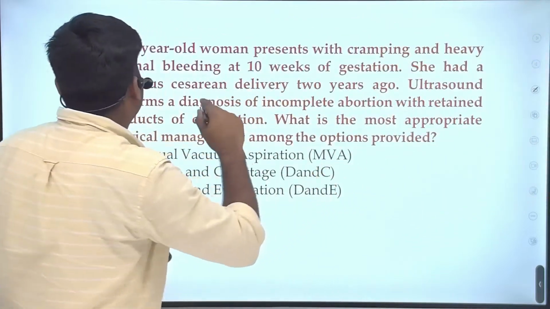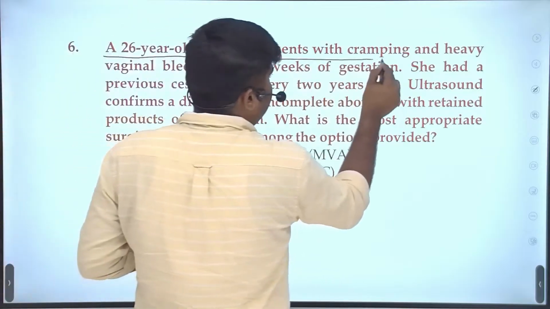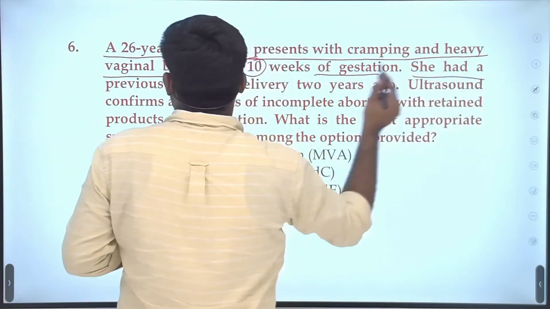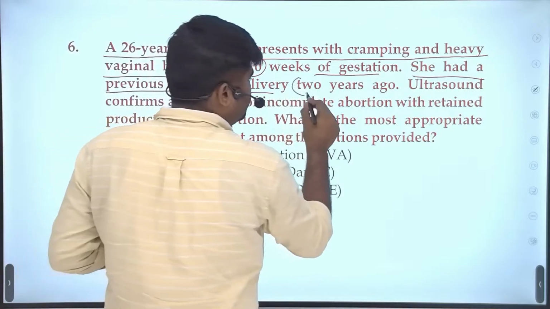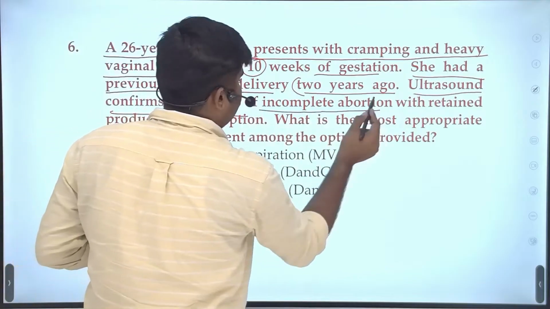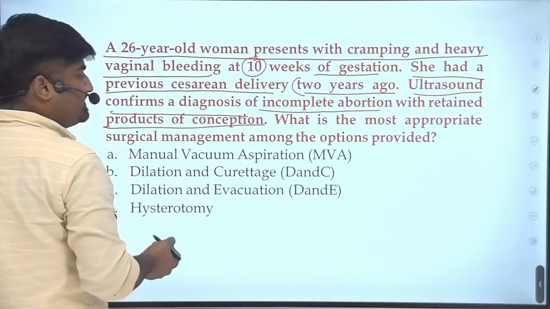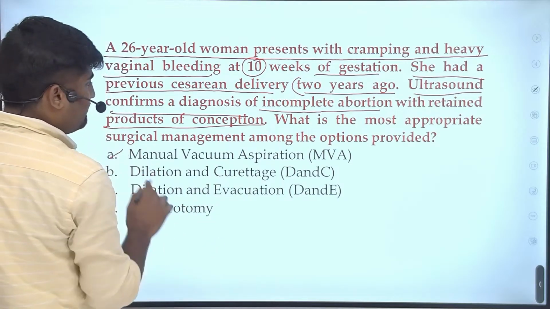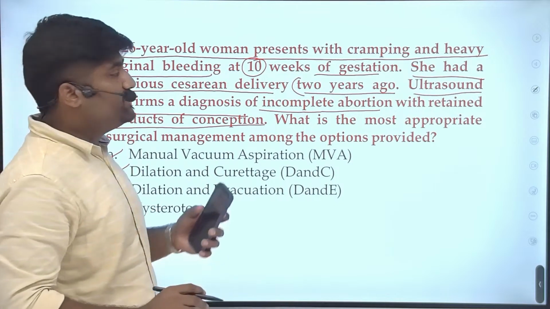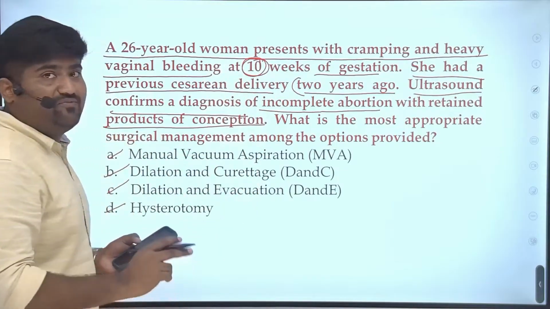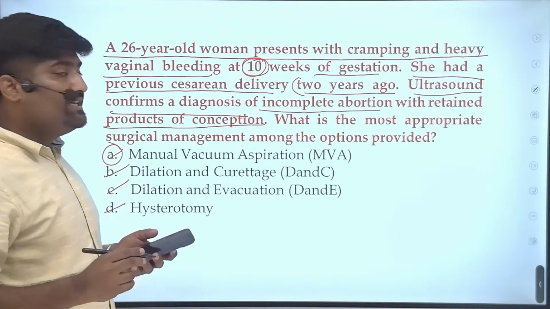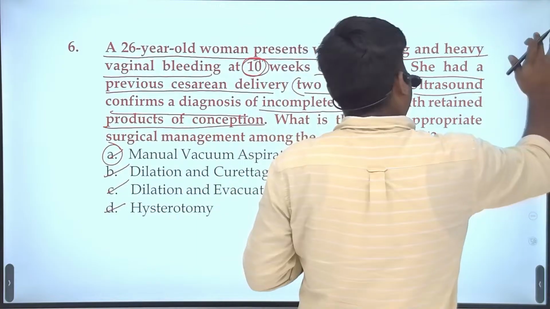Please go through the points. A 26-year-old woman presents with cramping and heavy vaginal bleeding at 10 weeks of gestation. She had a previous cesarean delivery 2 years ago. Ultrasound confirms a diagnosis of incomplete abortion with retained products of conception. What is the management? Manual vacuum aspiration, dilatation and curettage, dilatation and evacuation, hysterectomy. At 10 weeks only, what can we do? Yes, we can do manual vacuum aspiration.